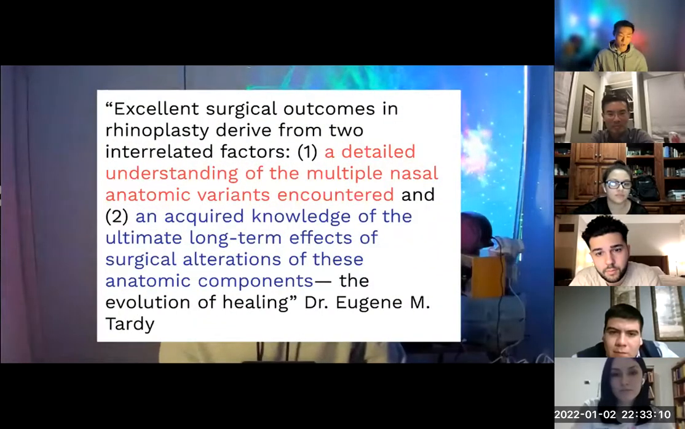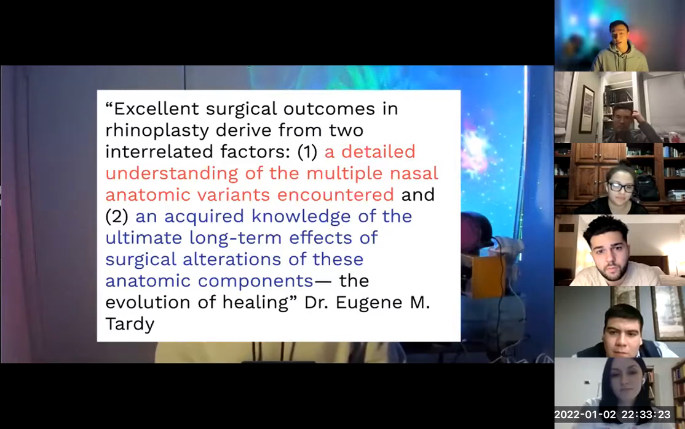So as Dr. Eugene Tardy points out, we must have a really detailed anatomical understanding in all of the different things that we might encounter when we're lifting up a skin envelope. But the other part of this that's paramount is to understand whatever we're doing is going to change over time, and it's going to have outcomes that we want to monitor over the course of that patient's recovery.